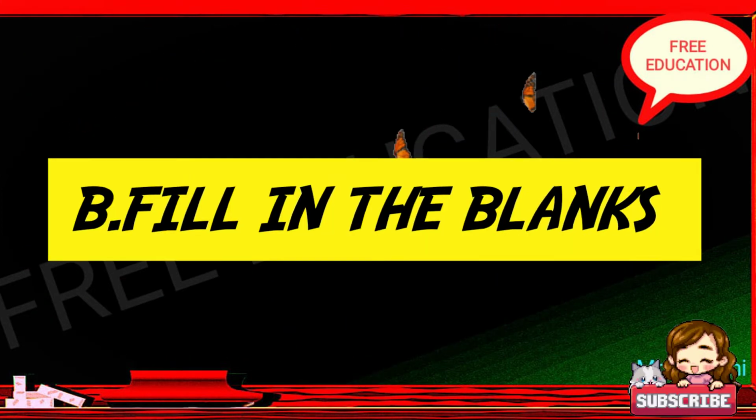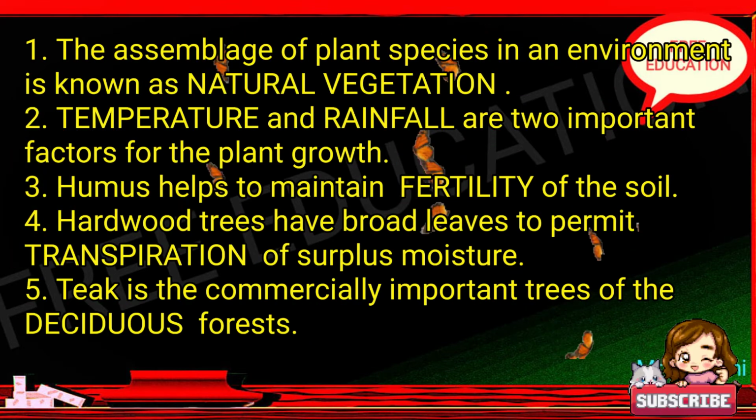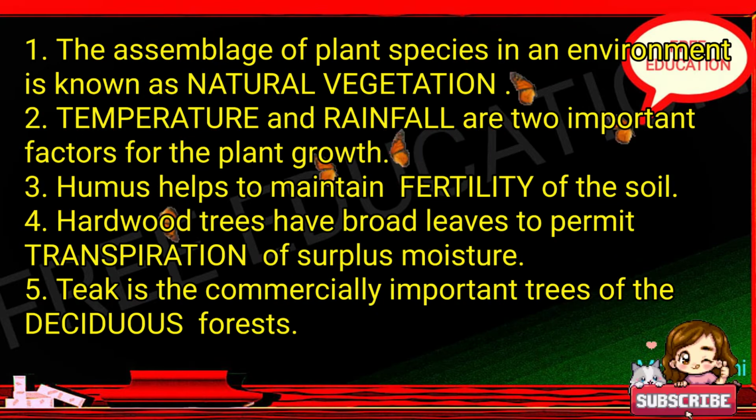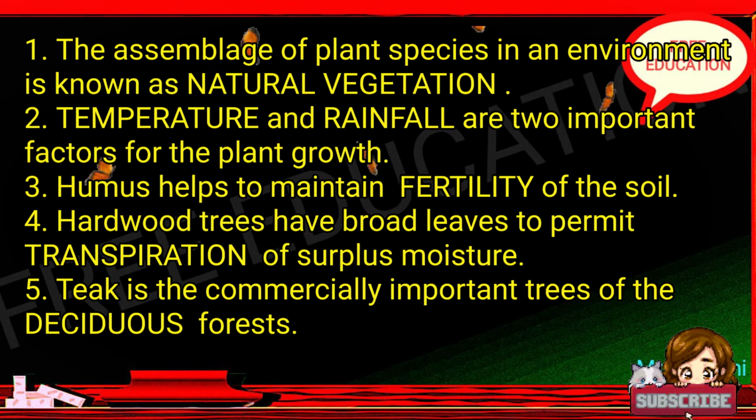Next question is B. Fill in the blanks. 1. The assemblage of plant species in an environment is known as natural vegetation. 2. Temperature and rainfall are two important factors for the plant growth. 3. Humus helps to maintain fertility of the soil. 4. Hardwood trees have broad leaves to permit transpiration of surplus moisture. 5. Teak is the commercially important tree of the deciduous forests.